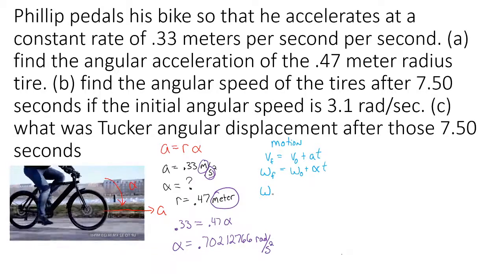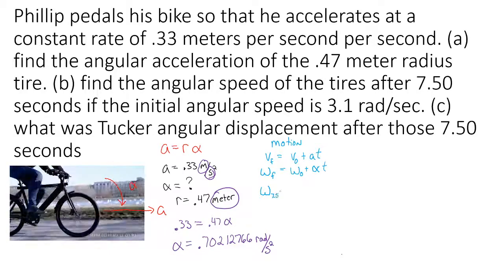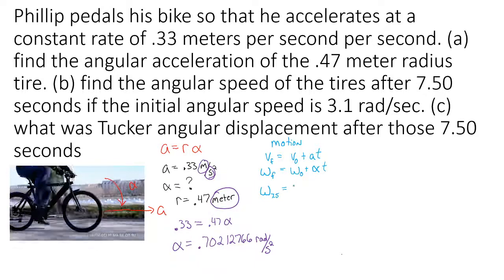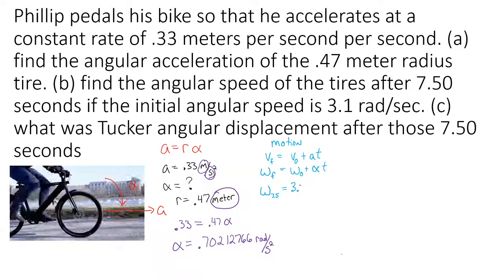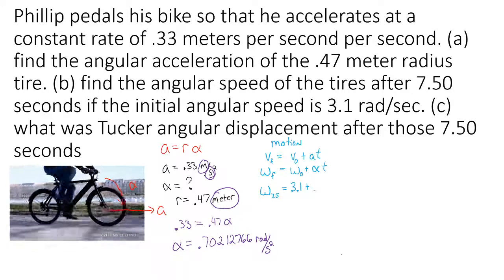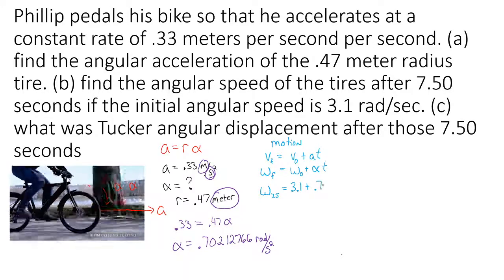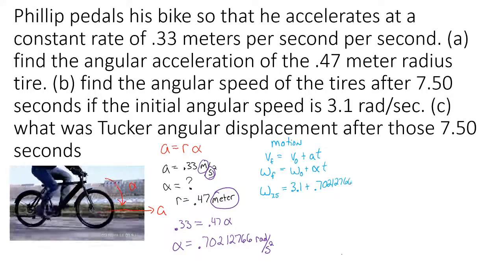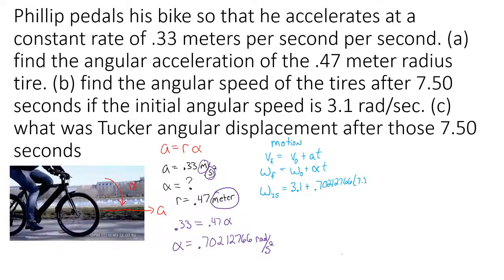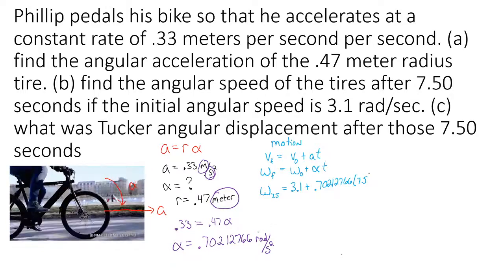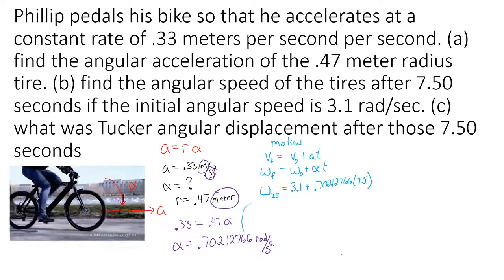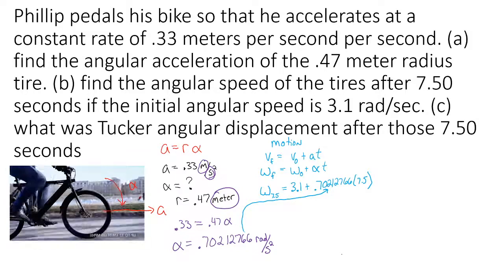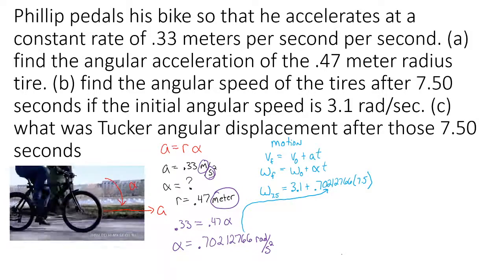So if we're looking for the angular velocity of this tire after 7.5 seconds, what we're going to do is take the initial angular speed of 3.1 plus the angular acceleration of 0.702126766 times the time of 7.5. I hope that you've understood that I got the angular acceleration from the previous problem. And so now we can begin working on the angular speed.